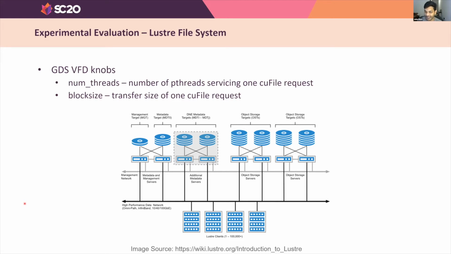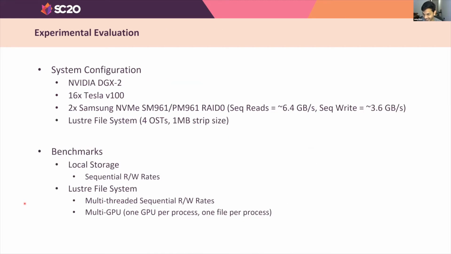So before I go into the results, this is where I did most of the experimentation. It was the NVIDIA DGX2 machine, and I was doing these experiments with a beta version of GDS, and it had both local storage and network file system. So for the local storage, it was RAID 0 of NVMe storage devices, and the Lustre file system with 4 OSDs and default stripe size.